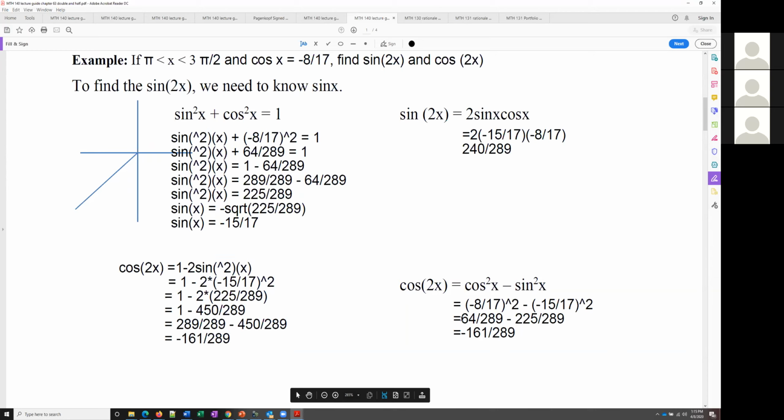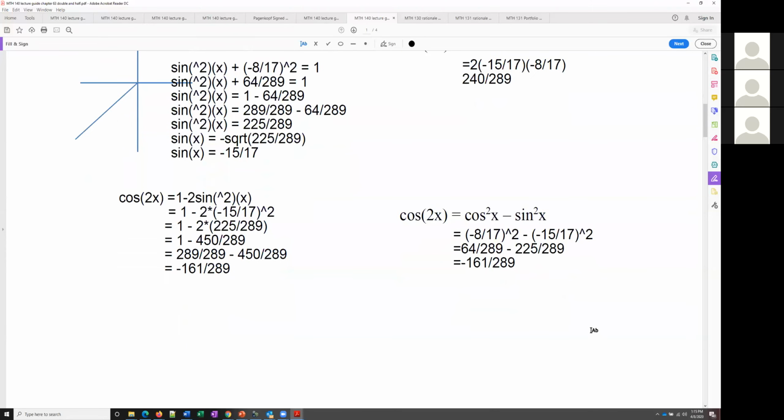So it really doesn't matter which formula you choose, you're going to come up with the same answer either way. Any questions on anything?